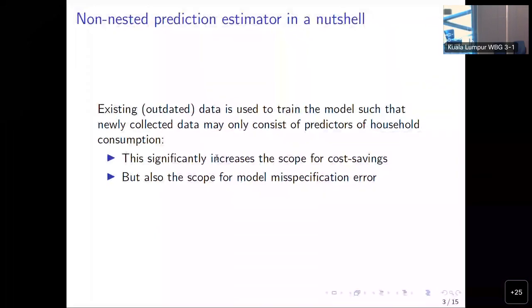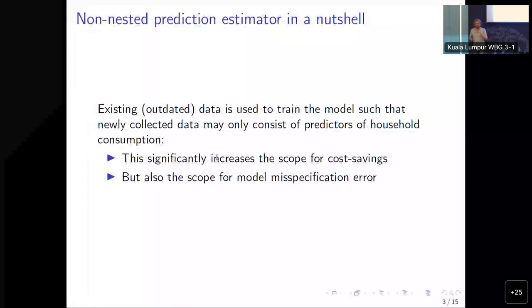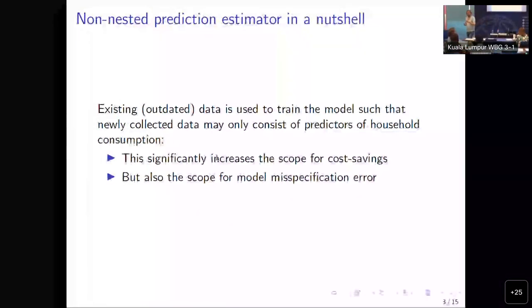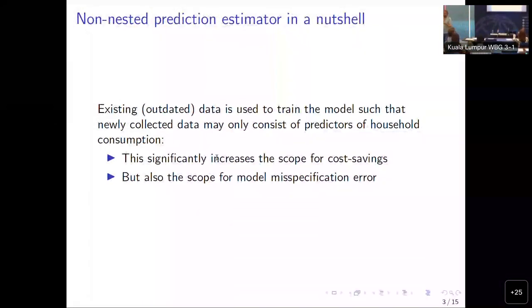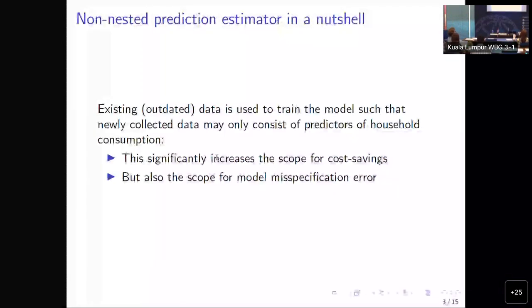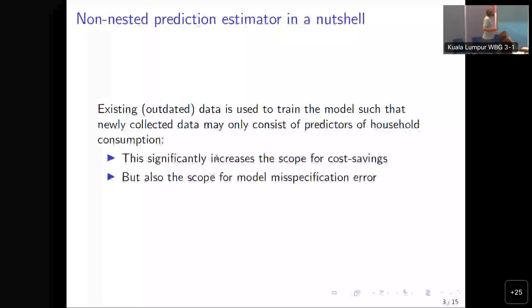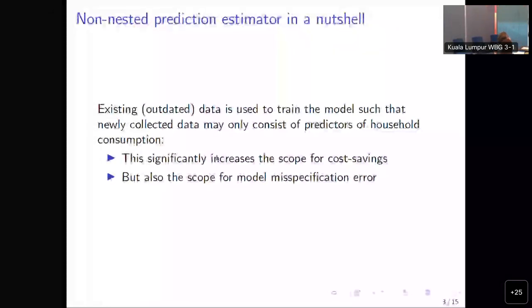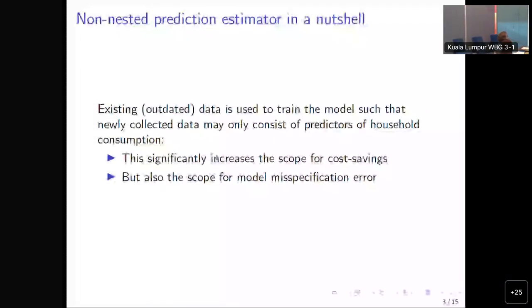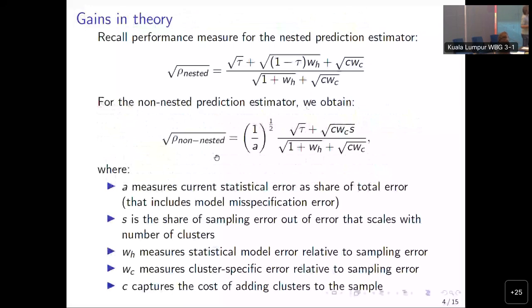We are open to the option of bigger financial gains, but we're also serious about trying to capture that these gains come at the cost of greater error. And those greater errors should be factored in when we redo this optimization study. Okay, so I think I said this part.